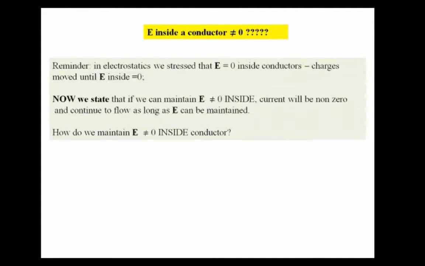We said E inside a conductor would be different from zero. Well, you recall that in electrostatics we stressed frequently that E was equal to zero inside conductors. And so charges would move until the E field inside would be zero. Now we state that if we can maintain E different from zero inside, the current will be non-zero and continue to flow as long as we can maintain that E field. So how do we do it? How do we get E different from zero inside the conductor?